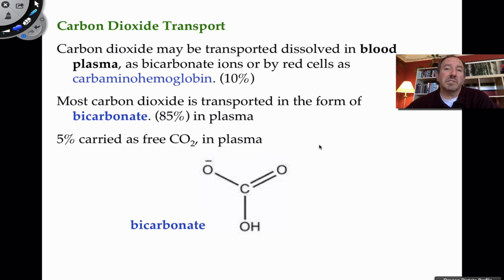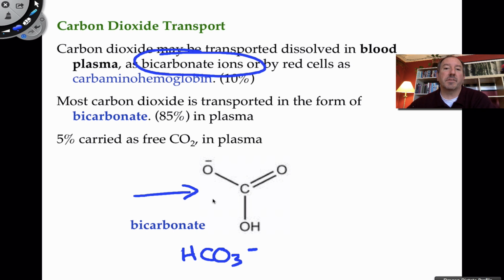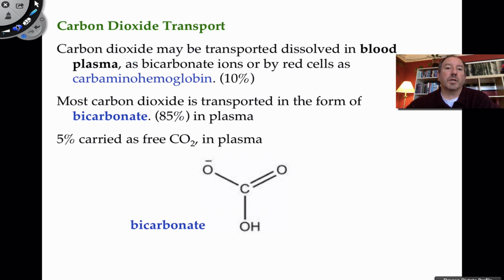And so carbon dioxide, a little review here, can be dissolved in the plasma in the form of a bicarbonate ion. And so the bicarbonate ion, which is basically HCO3 minus, like this, is how the majority of your carbon dioxide is being carried in the blood, so 85%.